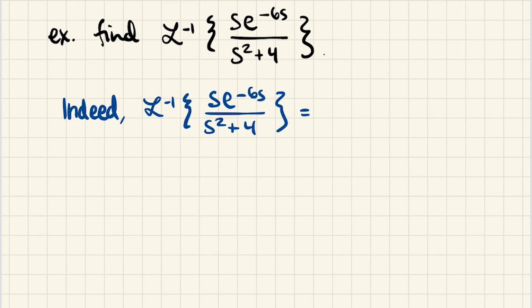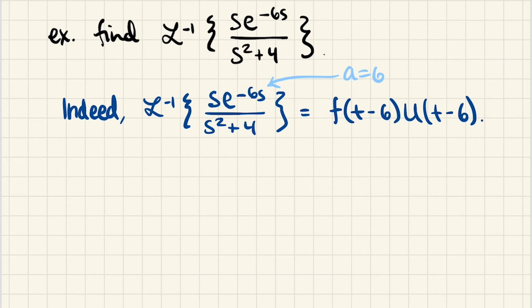So if we use the second translation theorem directly, we know that we're going to get the following form out of this. We're going to get little f of t minus 6, and that's because here we can see that a is equal to 6, multiplied by the unit step function, t minus 6. So really the question is, what is this f of t? Well, we know that capital F of s is s over s squared plus 4. Why do we know this?